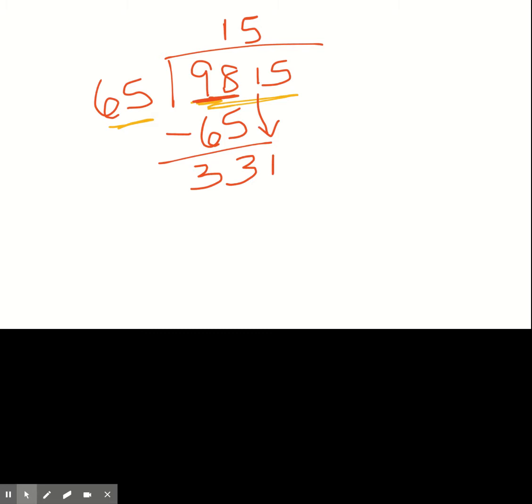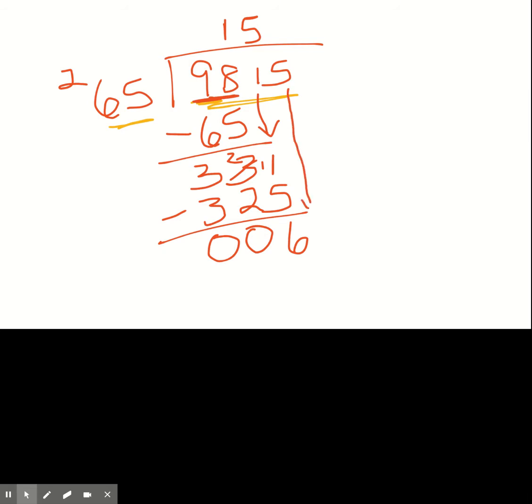So now we're going to multiply 5 times 65. So 5 times 5 is 25. 5 times 6 is 30, plus 2 is 32. And now we subtract. This needs a little regrouping. We have 6 pencils left.